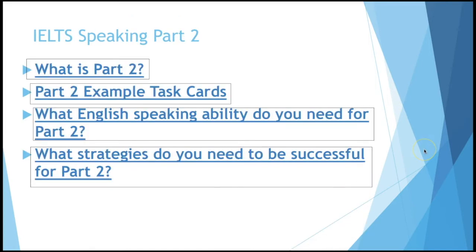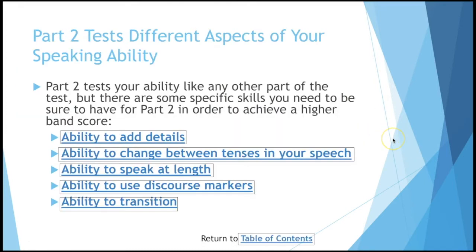Okay, so what English speaking ability do you need for part 2? So part 2 tests your speaking ability on a lot of different factors. However, some factors are more important than others. It is necessary to do everything you need to do for a band score 9, but there are some things you can do to just increase your band score. So let's look at some of these.